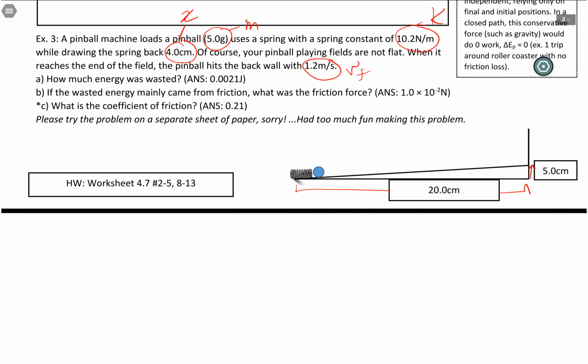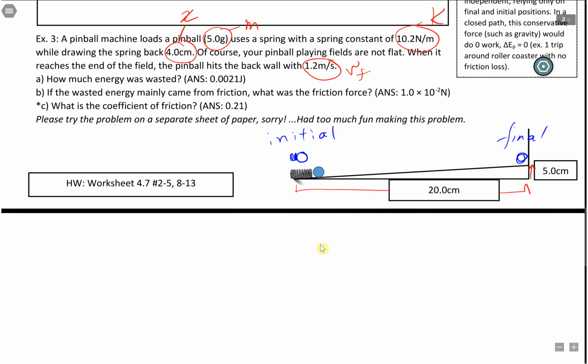Before you start an energy conservation problem, I recommend picking 2 points in the motion or in the process which you're interested in. I am particularly interested in when the pinball compresses the spring. As my first point, I'm going to call this my initial point. And what I'm interested in is at the very end when the ball hits the wall. This is my final.